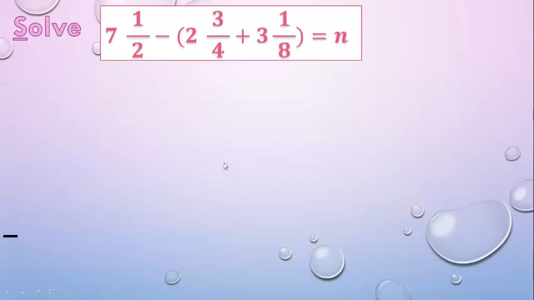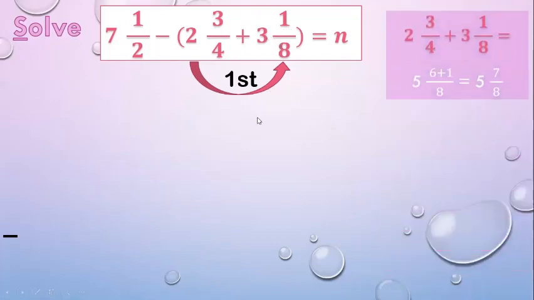So let's proceed. Let's solve. Using the equation or the number sentence, take note. Okay, you see here parentheses. So parentheses signal that we are going to perform that first. Okay, let's perform this first. Let's add first the 2 and 3/4 and 3 and 1/8. This is used for afritada and this is used for menudo. Okay, here.